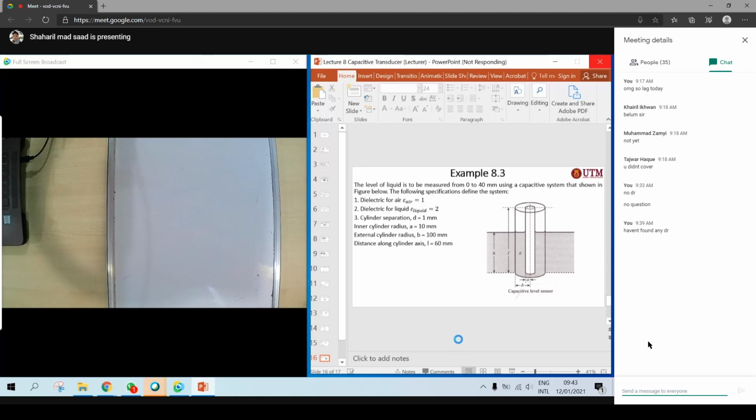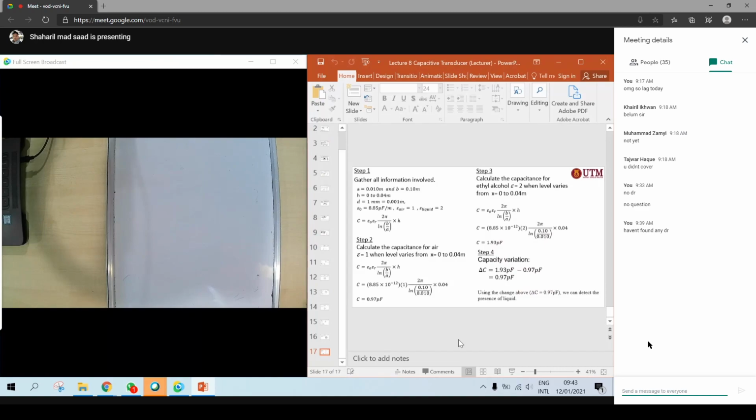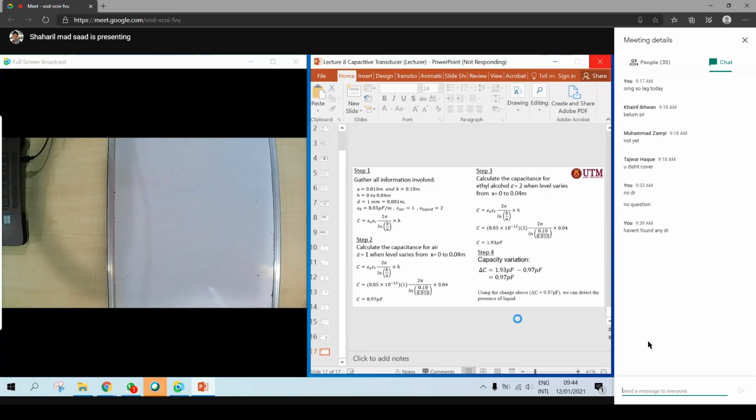standard formula, right? The general formula for capacitive. Okay, so you can find it like here. So C equals 2π ε0 εr over ln, right? B over A like here, and then you can find for x equal to 0.04 for the air, and also for the alcohol, 0.04 for alcohol, for the constant equal to 2. Okay, so this is how you calculate for the capacitive transducer. I think you can go through this example.